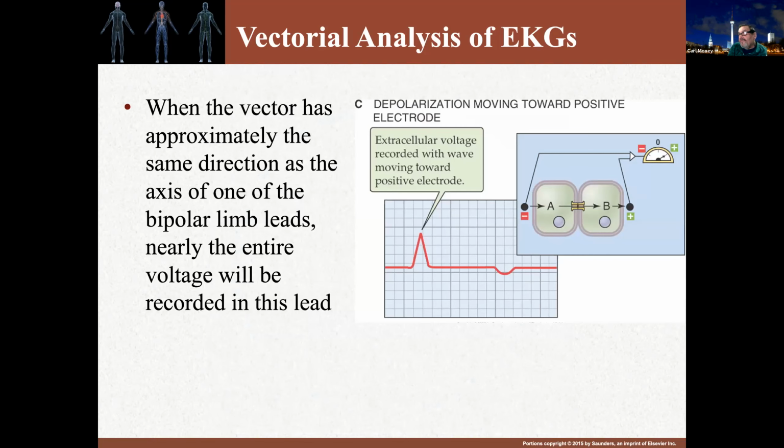When the vector has approximately the same direction as the axis of a bipolar limb lead, nearly the entire voltage will be recorded in that lead. So if you look at this idea here, here is negative to positive, and the current is going directly from A to B, which is in the same direction as the lead, so therefore we get this very strong positive deflection.